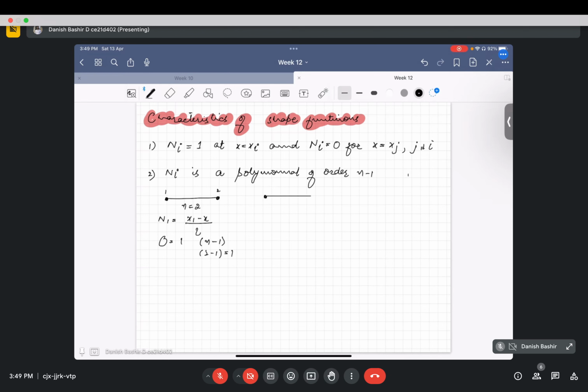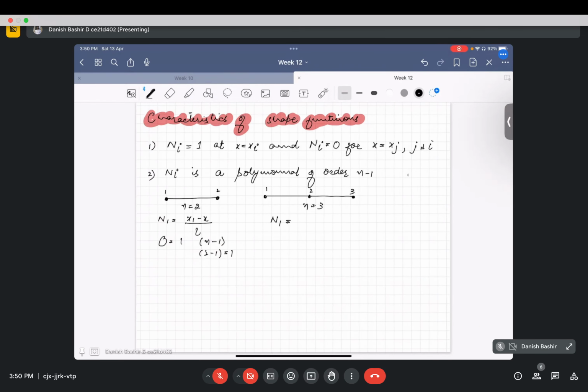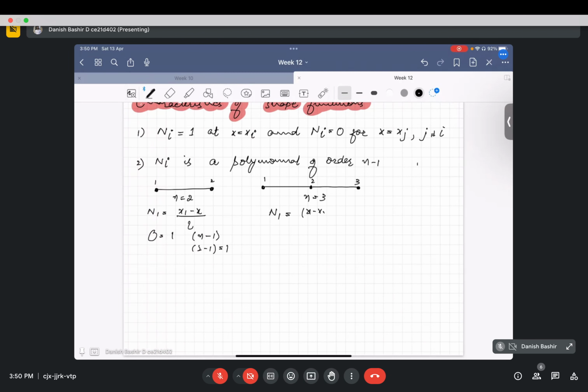Just a few minutes ago we saw that for a three noded element, 1, 2, 3, n is equal to 3. So our shape function was something like this. N1 was (x minus x2)(x minus x3) divided by (x1 minus x2)(x1 minus x3).